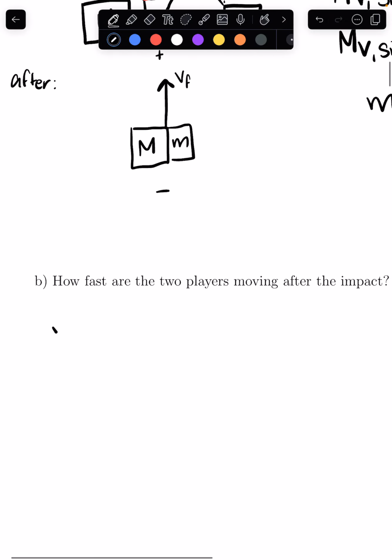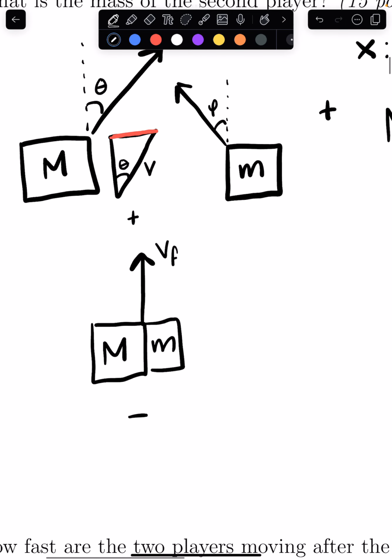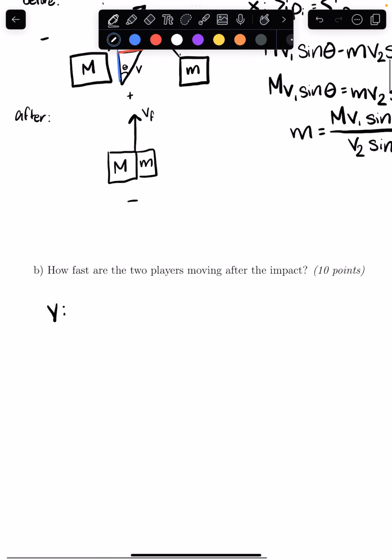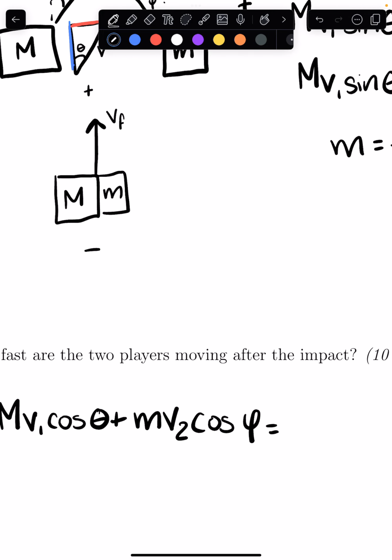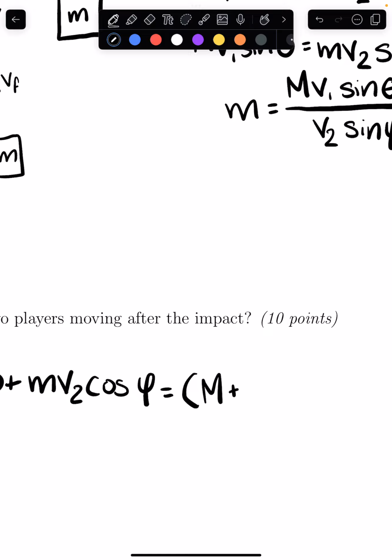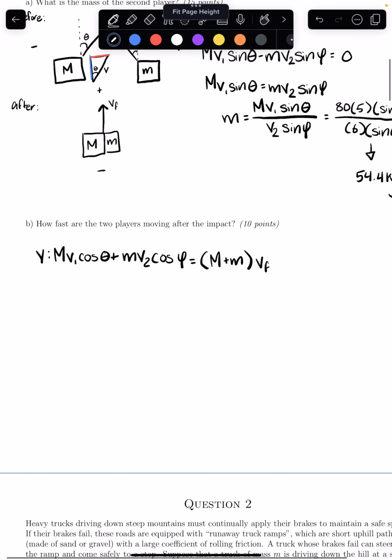For the second part, now we're looking for this v final here. So let's set up our y equations and see if that gives us any information. So the initial is basically going to be the same, except now we're looking for this side, which is going to be associated with cosine instead of sine. So we're going to get big M v1 cosine theta plus little m v2 cosine phi, and this is going to be equal to our final. This is one system, so we can add our two masses. So we can have big M and little m, and our v final, which is what we're solving for. And now we only have this one unknown since we just solved for the mass.